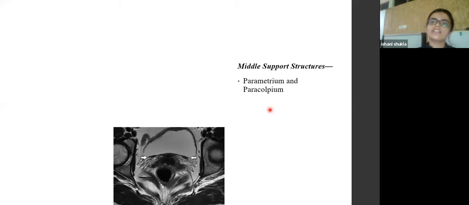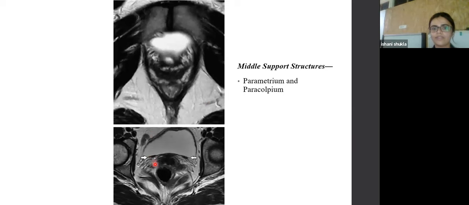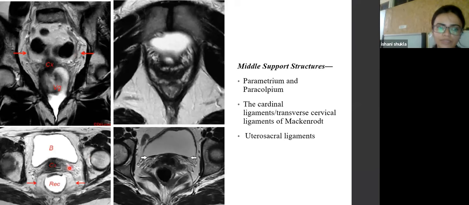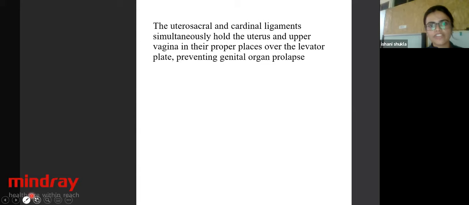Coming to middle support structures, which are the parametrium and the paracolpium. In these images, this is the parametrium, and here this is the paracolpium. Next, we have the cardinal ligaments or transverse cervical ligaments of Mackenrodt. In the coronal T2-weighted MR images, we see these are the cardinal ligaments and uterosacral ligaments, which hold the uterus posteriorly. Here we see these are the uterosacral ligaments. The uterosacral and cardinal ligaments simultaneously hold the uterus and the upper vagina in their proper position over the levator plate, preventing genital organ prolapse.